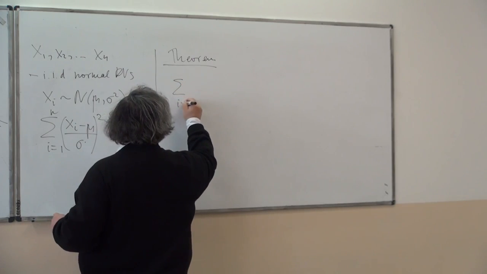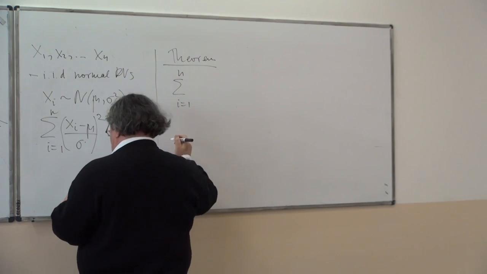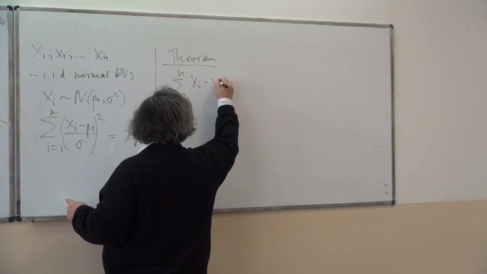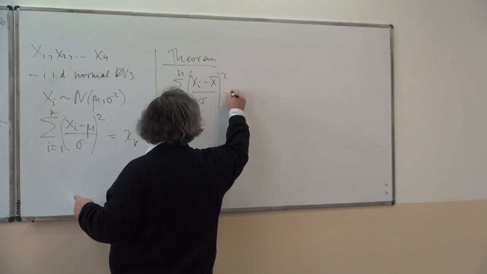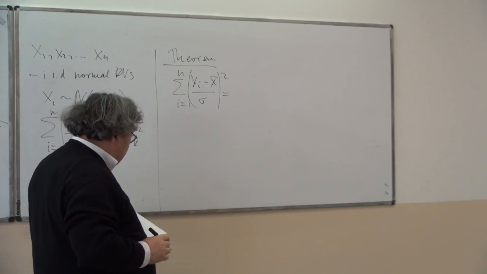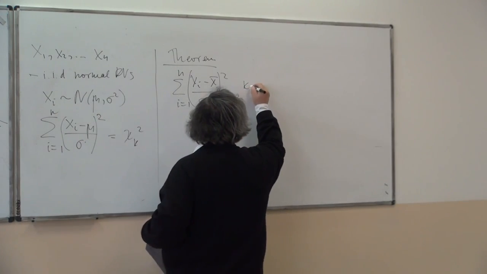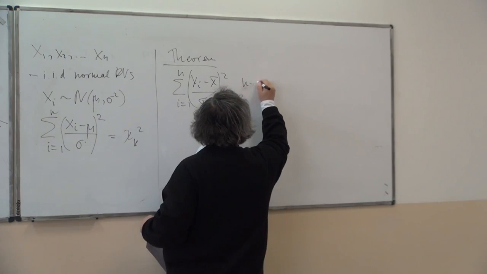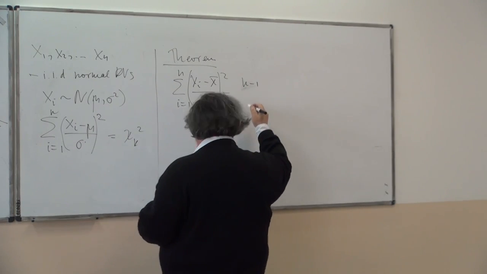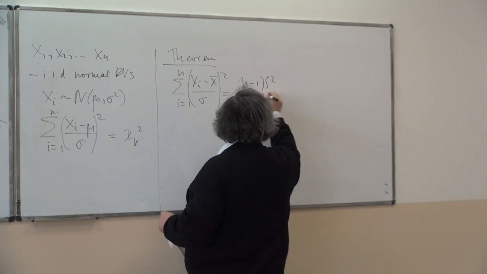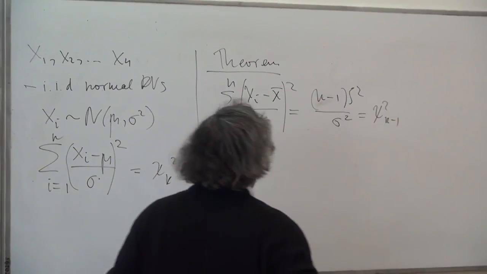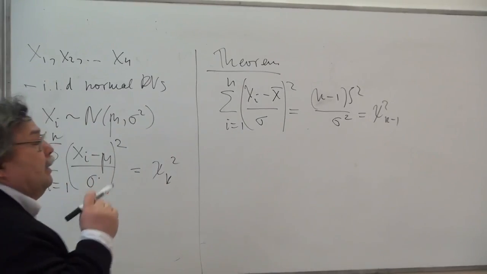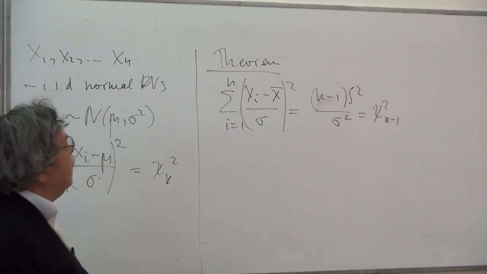The sum, and here it's (xi minus x bar) over sigma. Okay, and this is the same thing as (n minus 1) s squared over sigma squared. Okay. All right. Let's try to understand what's written here.